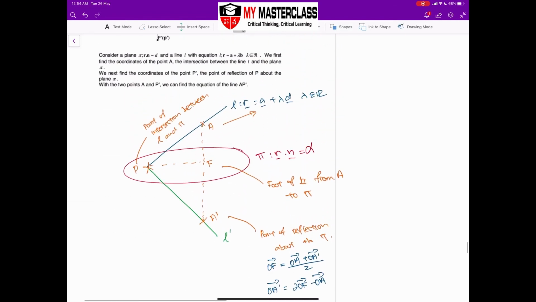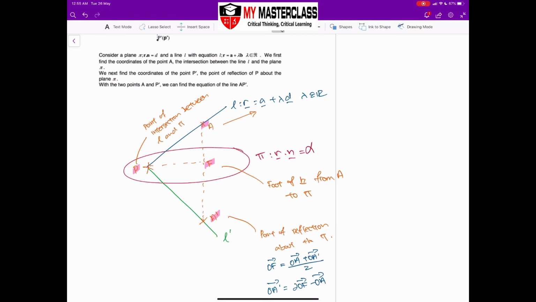So when you're doing it, it will always help if you can quickly sketch out the diagram. Then always denote. I'm going to let point P be the point of intersection between the line and plane. I'm going to let A be a point that lies on the line. I'm going to let F be the foot of perpendicular from A to the plane. I'm going to let A prime be the point of reflection of point A about the plane. So it always helps to denote.